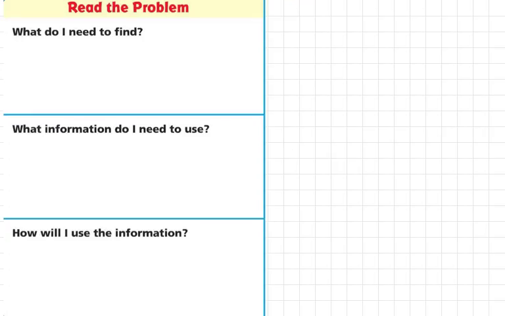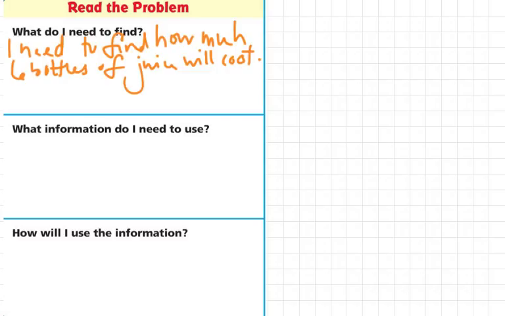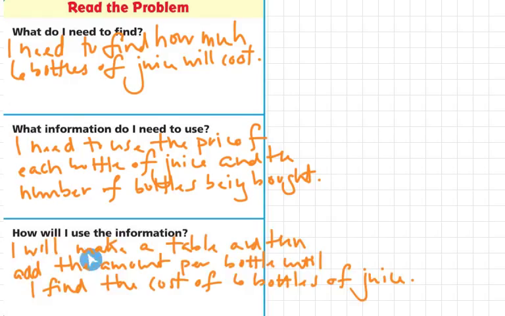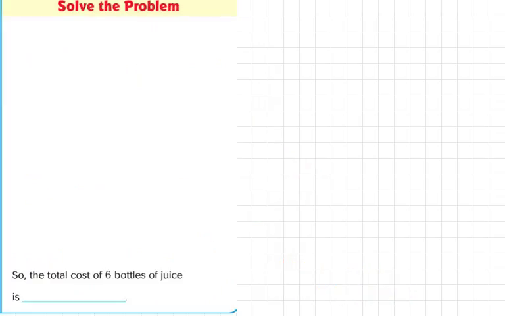So first it says, what do I need to find? I need to find how much 6 bottles of juice will cost. Next, what information do I need to use? So I need to use the price of each bottle of juice and the number of bottles being bought. So finally, boys and girls, the last question is, how will I use the information? Well, I will make a table and then add the amount per bottle until I find the cost of 6 bottles of juice.